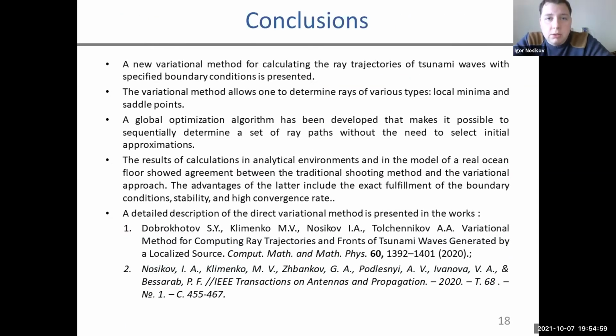Conclusion: a new variational method for calculating ray trajectories of tsunami waves with specified boundary conditions is presented. The variational approach allows us to determine rays of different types, the minima and saddle points, and I also described the global optimization algorithm that provides efficient solving of the boundary value problem and the multipassing problem. On modeled examples, we compared the shooting method and the variational method, and we obtained absolutely identical results.